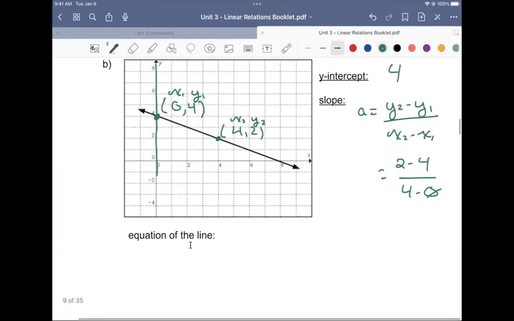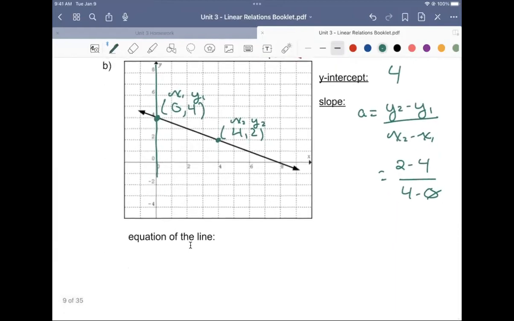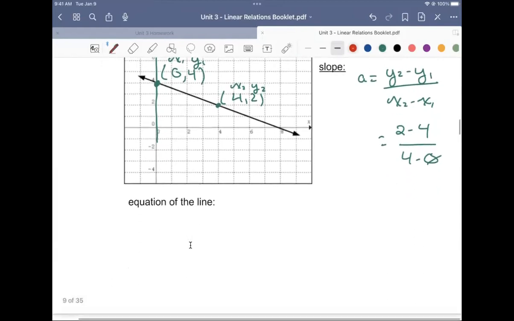Now, the reason why you have to make sure it goes in y2 minus y1, x2 minus x1 is this right here. 2 minus 4 is going to give us -2. 4 minus 0 gives us 4. I can simplify that down, and it's going to give me -1 over 2.